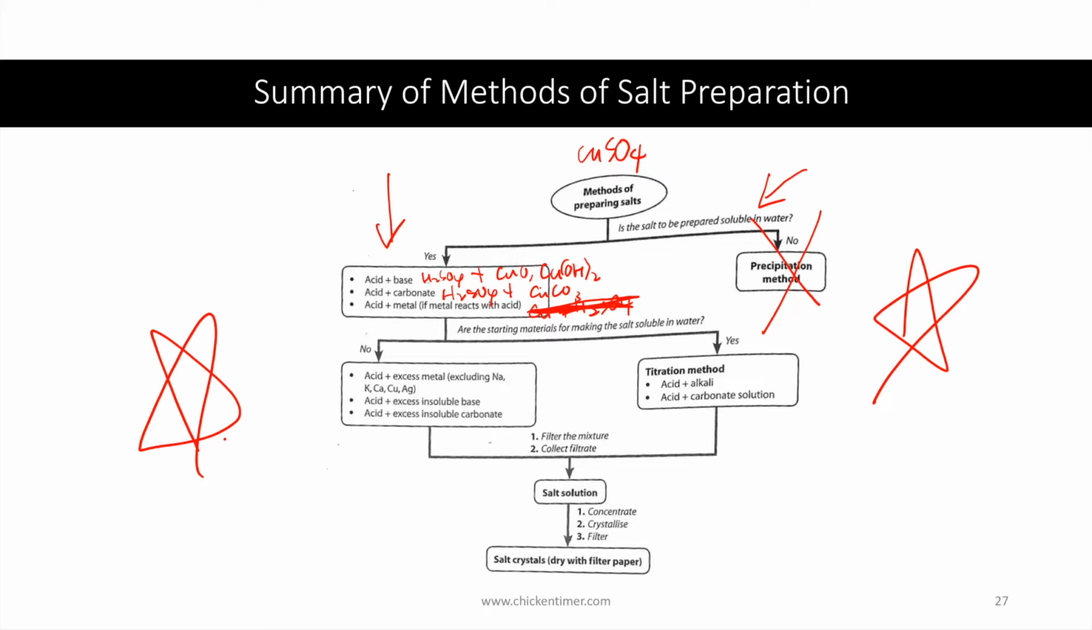You can choose either acid plus base or acid plus carbonate. After that, these are the starting materials for the salt. Are they soluble in water? Yes or no? If you use copper carbonate, it is not soluble in water. You must check your solubility table. Copper carbonate is insoluble in water, so you cannot use titration, and you have chosen this method.